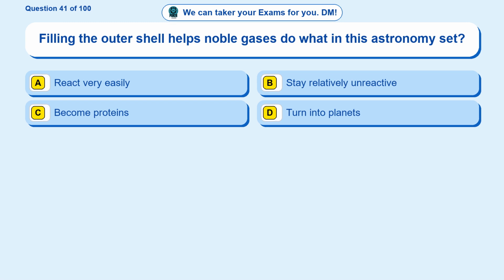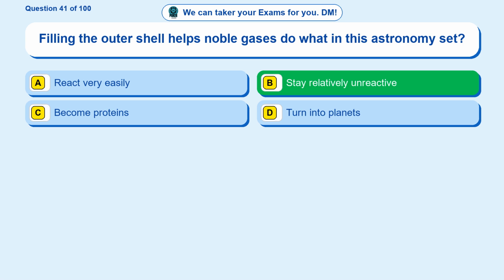Question 41. Filling the outer shell helps noble gases do what in this astronomy set? Option A, react very easily. Option B, stay relatively unreactive. Option C, become proteins. Option D, turn into planets. The correct answer is option B, stay relatively unreactive.